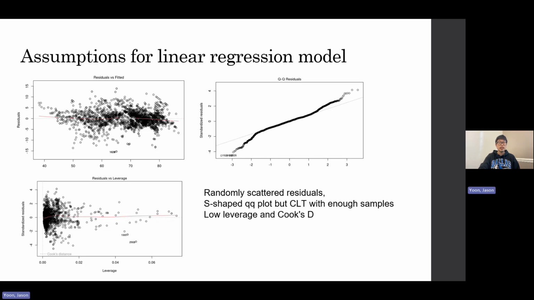And in the Cook's distance plot with leverage, it displays low leverage and low Cook's distance. So I can say there is a high chance our model will not be highly sensitive to the outliers.